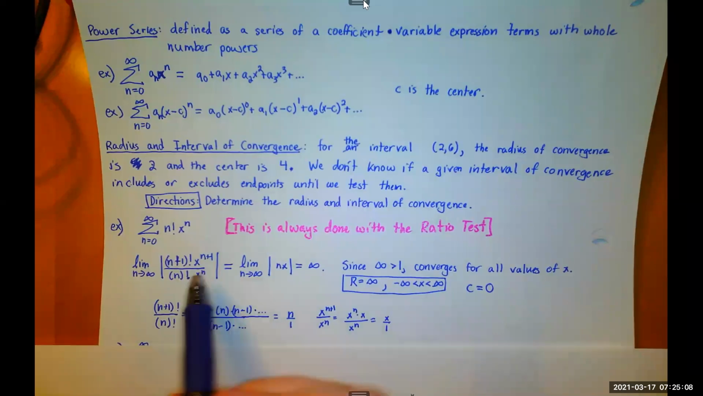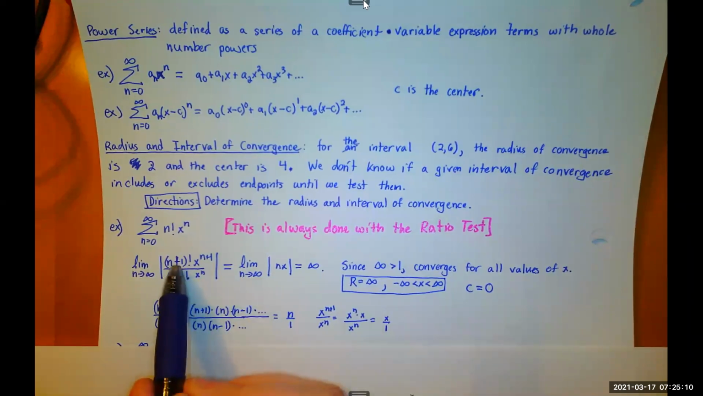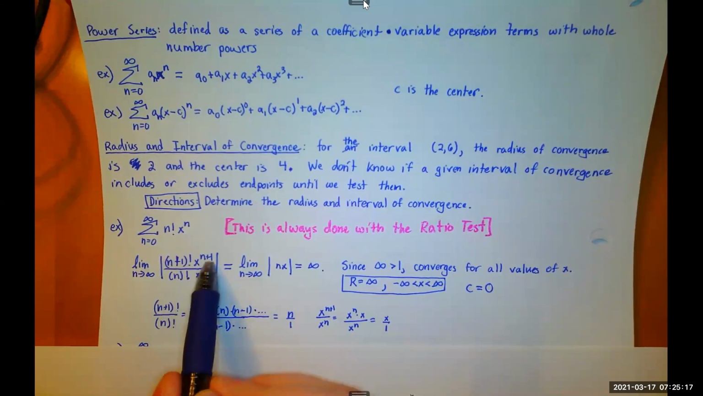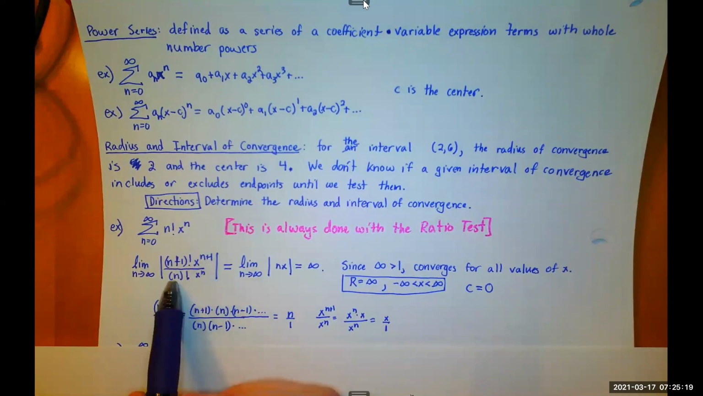So I set up my ratio test. I do the a sub n plus 1th term, which is n plus 1 factorial, x to the power of n plus 1, in ratio to the nth term, n factorial times x to the n. And I've written it out here longhand.